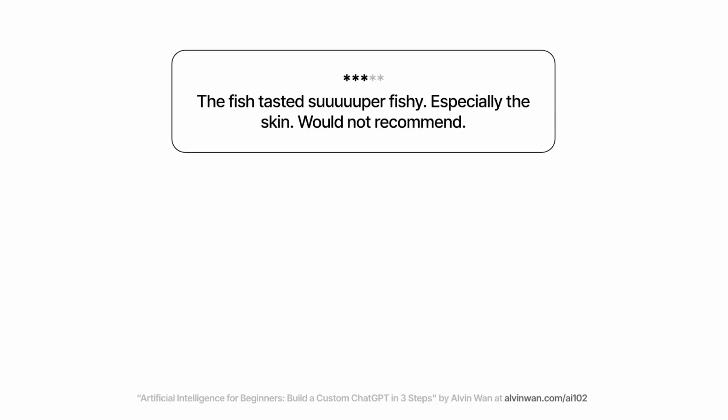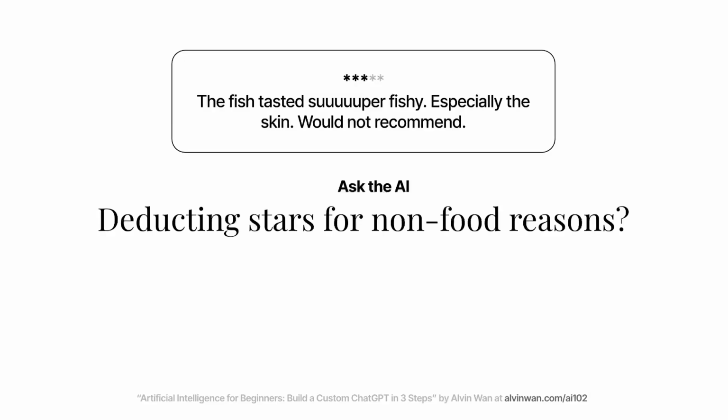Here's another review that complains about the fish's freshness. We ask the AI, does this review deduct stars for non-food reasons? The AI makes a prediction. No. Do I find no reasonable? I do. This review deducted stars precisely for food reasons. The AI passes this second check.